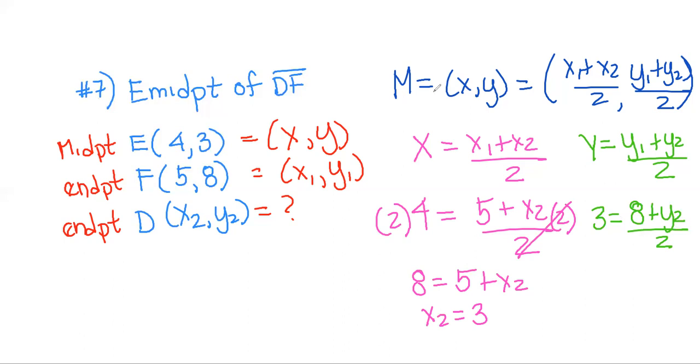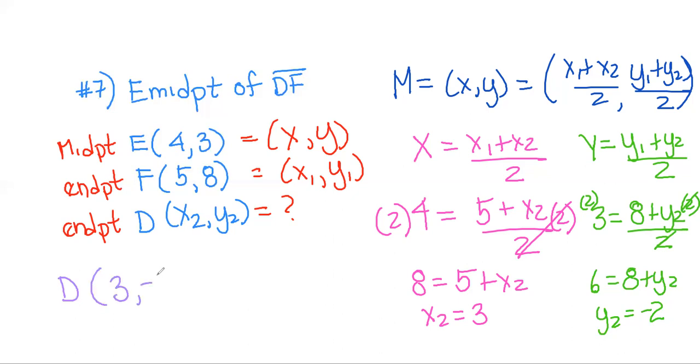For Y2, multiplying this by 2 on both sides, this will cancel out because it's in top and bottom. You multiply, and it will be 6 equals 8 plus Y2. And since I'm solving for Y2, I'm going to subtract 8 on both sides. So that will give me negative 2. So my final answer for the endpoint D, so this is point D, will be 3, negative 2.